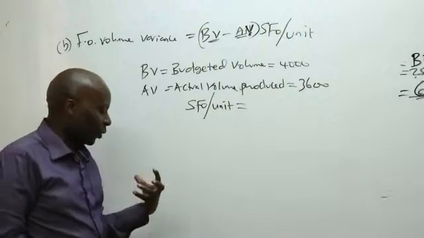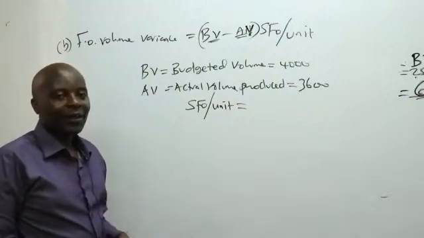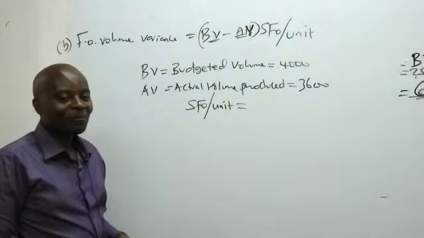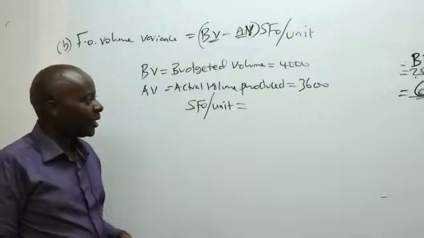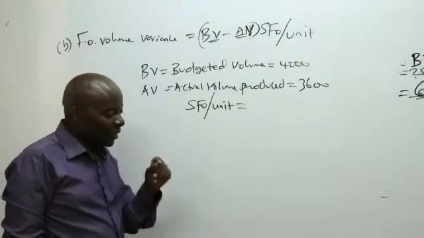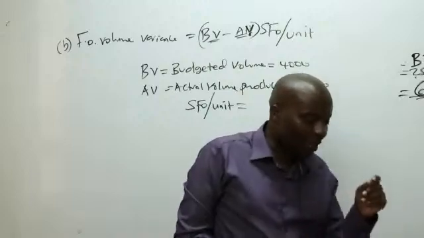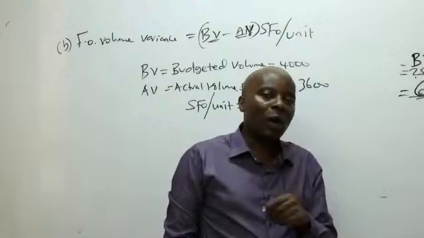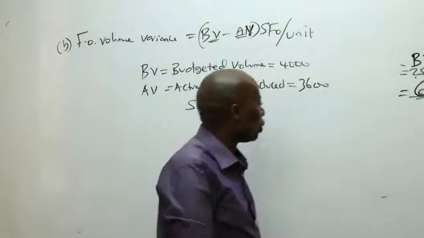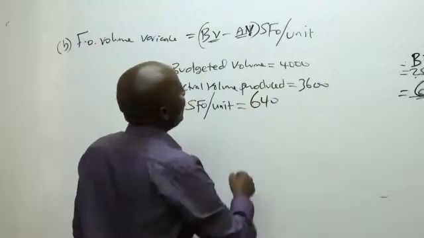Who is able to read the standard fixed overheads per unit from the standard cost card? Some are giving 640, others 160. Thank you very much for trying. That 160, read it very well. It is 160 per hour, and I don't want standard fixed overheads per hour. I want standard fixed overheads for a whole unit, which should be 640, please.